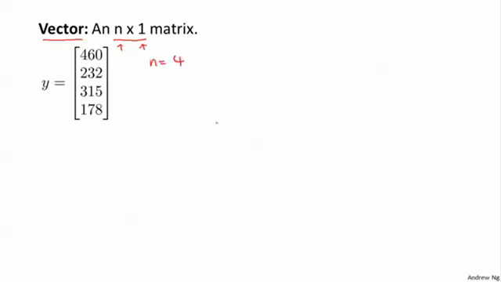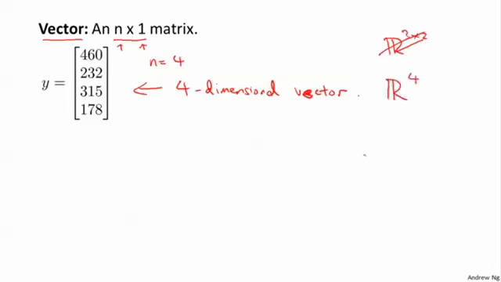Another term for this is that this is a 4-dimensional vector. It just means that this is a vector with 4 elements, with 4 numbers in it. And just as earlier for matrices, you saw notation like R3 by 2 to refer to 3 by 2 matrices, for this vector we're going to refer to it as a vector in the set R4. So this R4 just means the set of all 4-dimensional vectors.